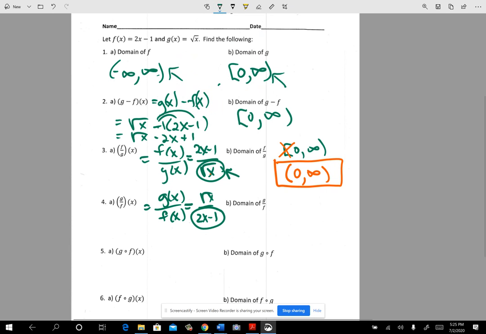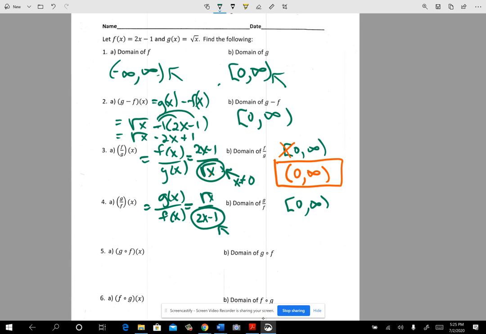All right, so for number 4, I would start again with the 0 to infinity. I'd be thinking about that. Then I'd think about this new issue of 2x minus 1 in the denominator. So on the previous problem, we saw x couldn't be 0.